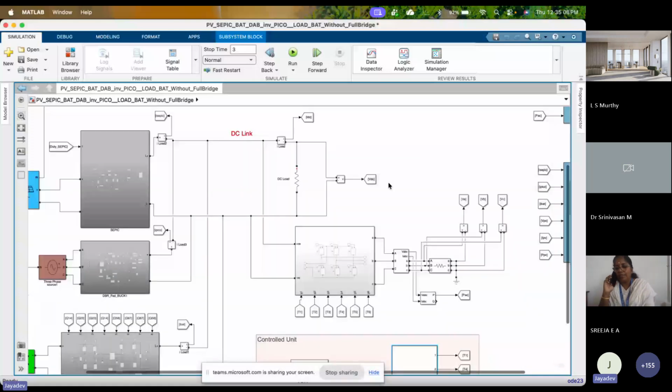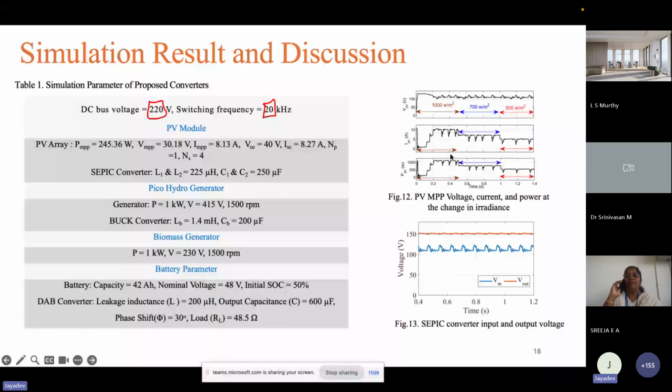Now coming to the results. With that simulation parameter and setup, we have simulated and got the results. We tested first with the standard values of irradiation and temperature. Then we changed the irradiation value to check whether it is tracking or not.